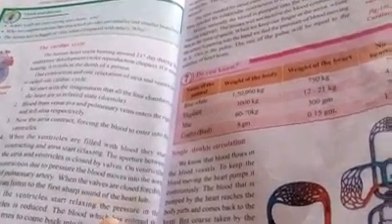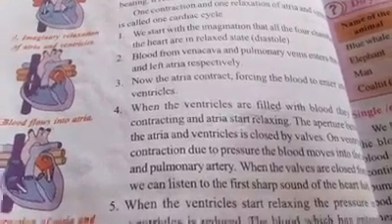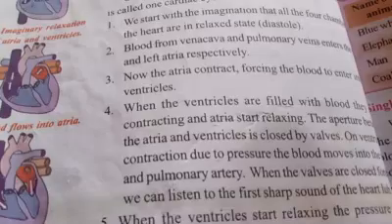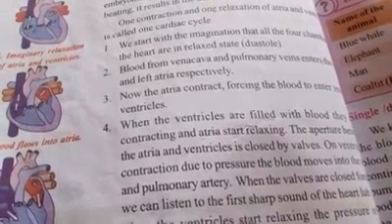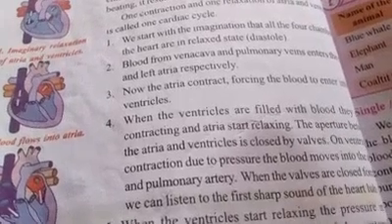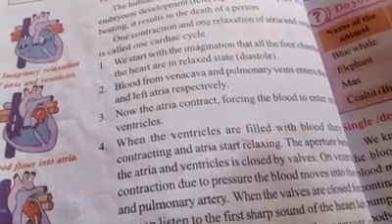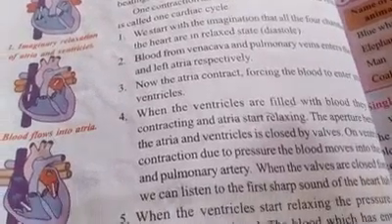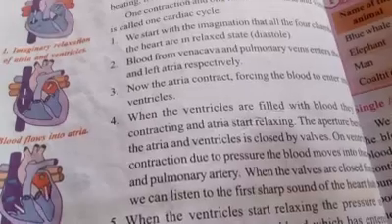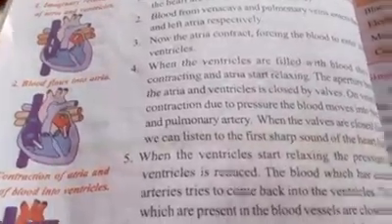When we listen to the sound lub, normally the ventricles are filled with blood, they are contracting and the atria start relaxing. The aperture between the atria and ventricles is closed by the walls. So at the time the valves which are present between the atria and ventricles close. So at the time we listen to the sharp sound lub.